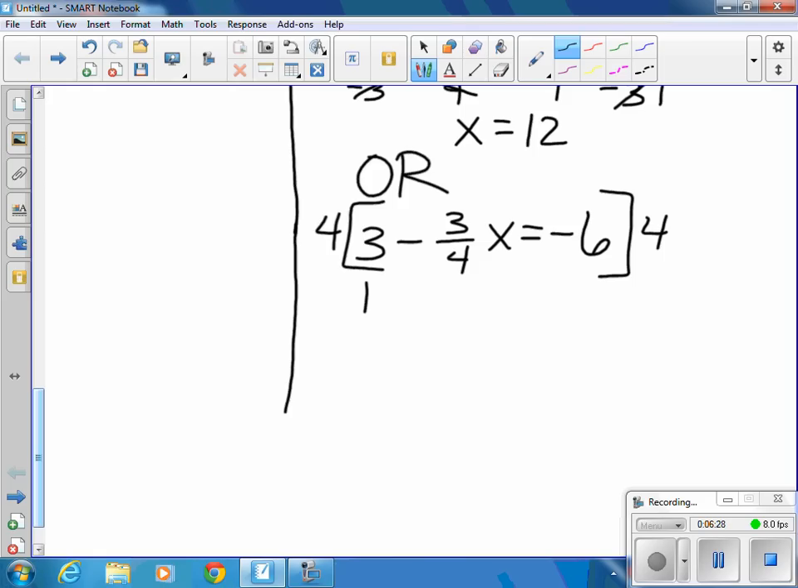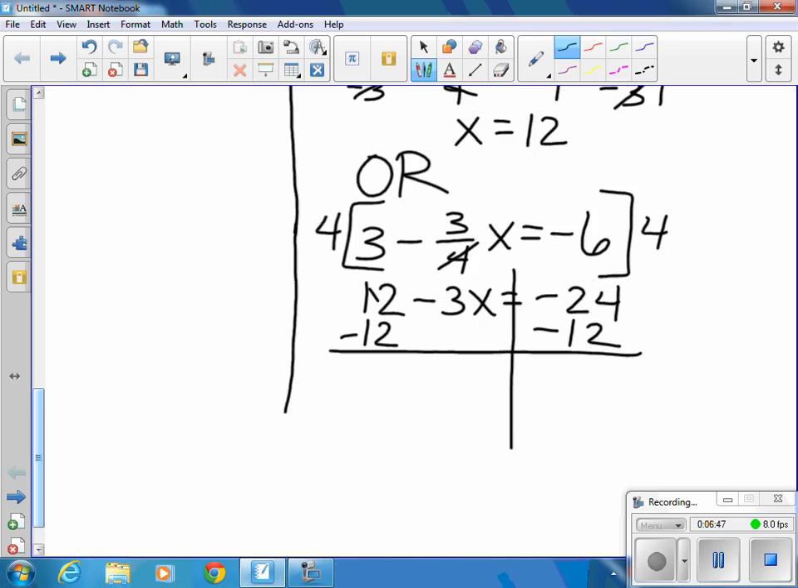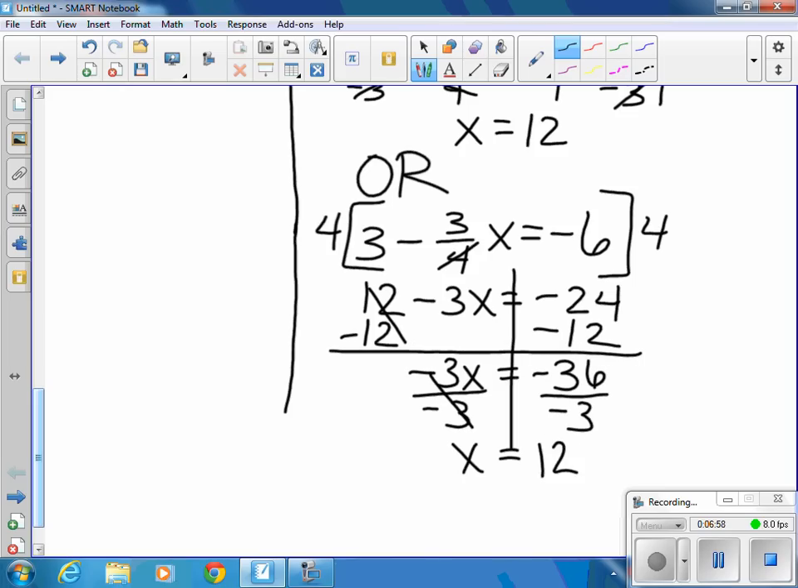4 times 3 makes 12. This 4 crosses off the 4 on the bottom and you're left with minus 3x equals negative 6 times 4 is negative 24. You have now changed the equation to where the fraction is gone, but you will still get the same answer, and hopefully with more success. So now you're going to subtract the 12 from both sides. You have negative 3x equals negative 36. Divide by negative 3, and you are still going to arrive at the same answer that we did above, and that's the answer of 12.